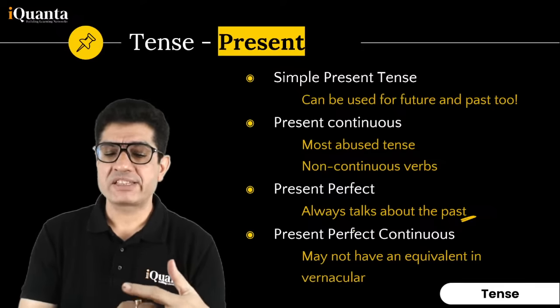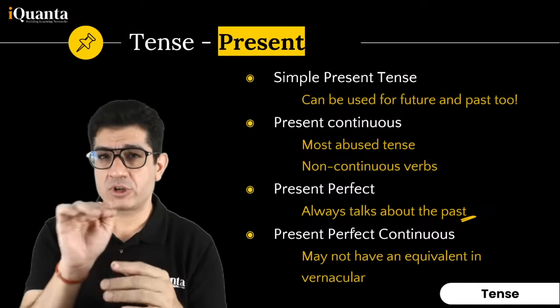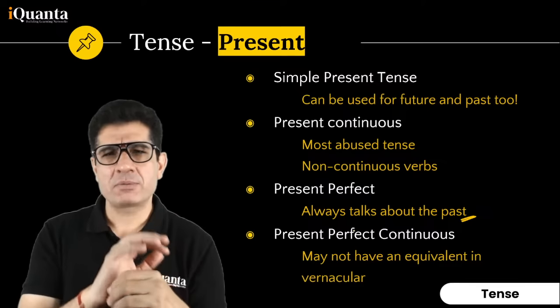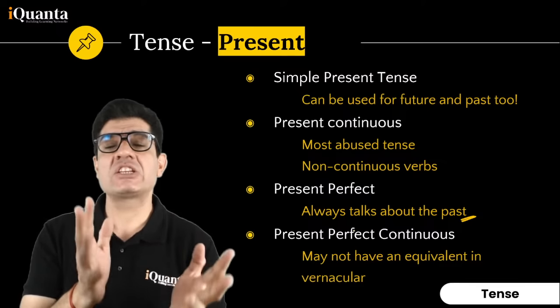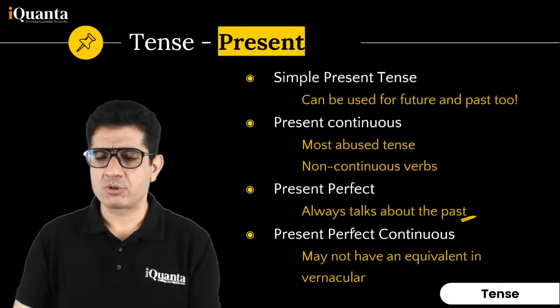So when do we use present perfect continuous tense? When we want to talk about an event that is going on right now, but we also add the time at which it started or the duration for which it has been going on. Remember? So I hope you do know these things.